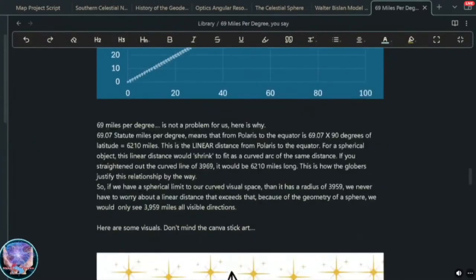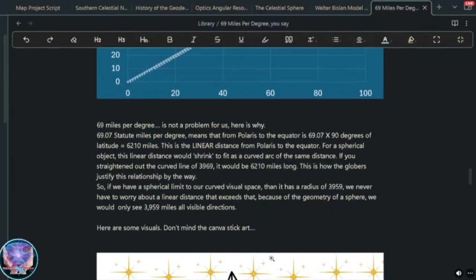Just to sort of run through this one really quickly, right? We do 69 miles per degree. 69 miles per degree times 90 degrees of latitude would give us 6210 miles. So we get 6,210 statute miles between Polaris and the equator. Now, why isn't that the radius of Earth, you might think? Well, wonderfully, that's the linear distance, right?